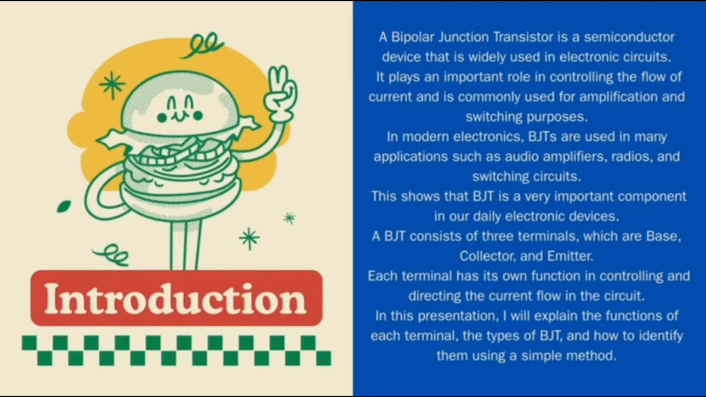Also, this transistor consists of three terminals, which are base, collector, and emitter. Each terminal has its own function in controlling and directing the current flow in the circuit. In the presentation, I will explain the function of each terminal, the types of the bipolar junction transistor, and how to identify them using a simple method.